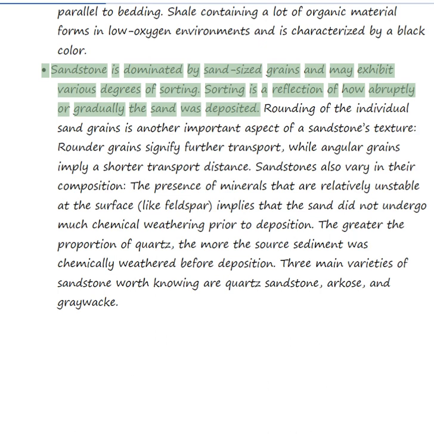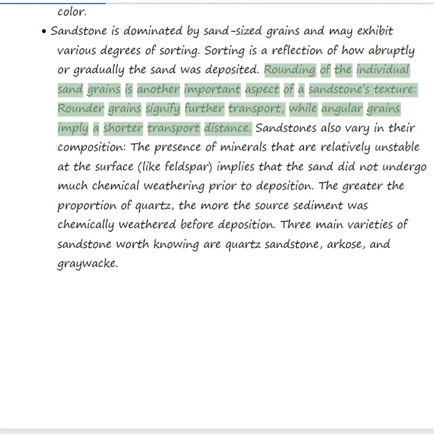Sandstone is dominated by sand-sized grains and may exhibit various degrees of sorting. Sorting is a reflection of how abruptly or gradually the sand was deposited. Rounding of the individual sand grains is another important aspect of a sandstone's texture. Rounder grains signify further transport, while angular grains imply a shorter transport distance.